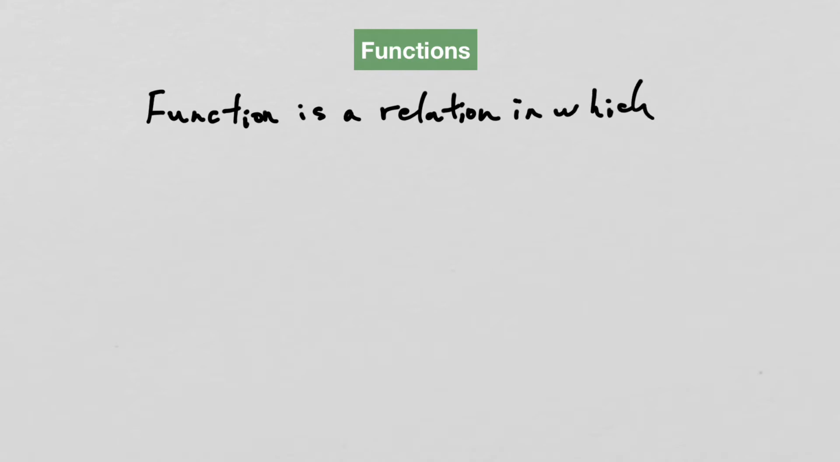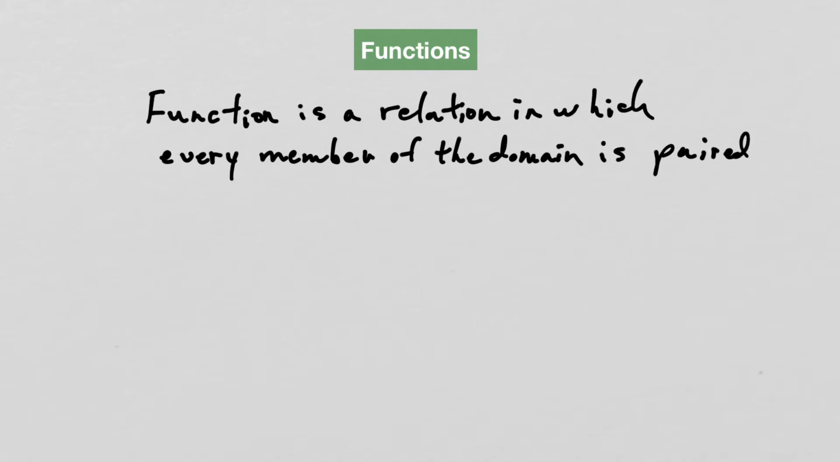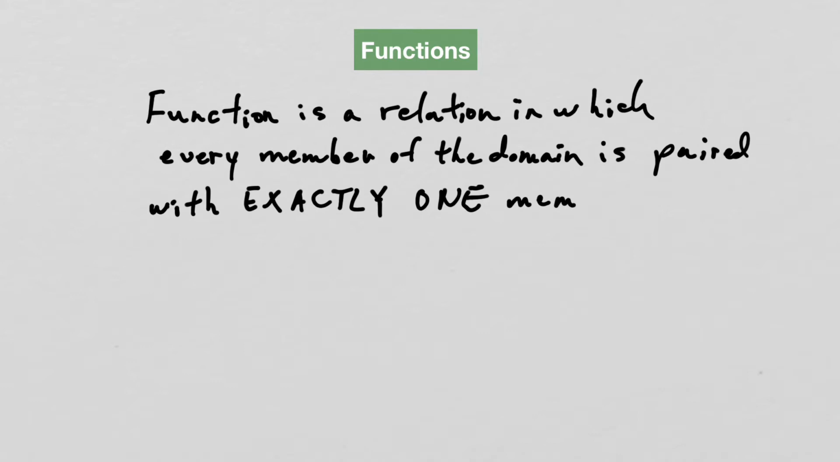So let's write this out. A function is a relation in which every member of the domain is paired with exactly one member of the range.